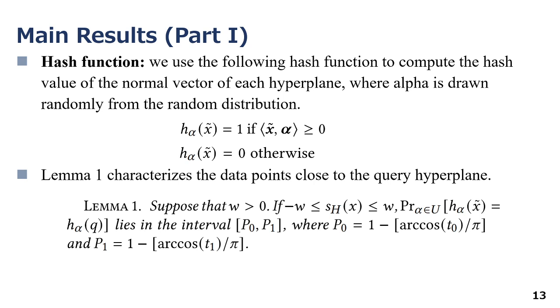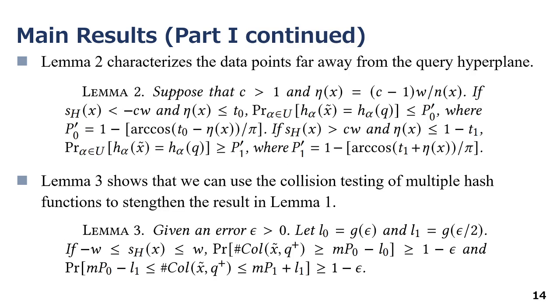Here, alpha denotes a vector drawn randomly from the random distribution, and x tilde denotes the residual vector of x. Based on such hash function family, we can use the result in lemma 1 to characterize the hash values of those data points close to the hyperplane. On the other hand, we can use the result in lemma 2 to characterize the hash values of those data points far away from the query hyperplane. Then by using lemma 3, we can characterize the collision numbers of close points, which determines the collision testing.